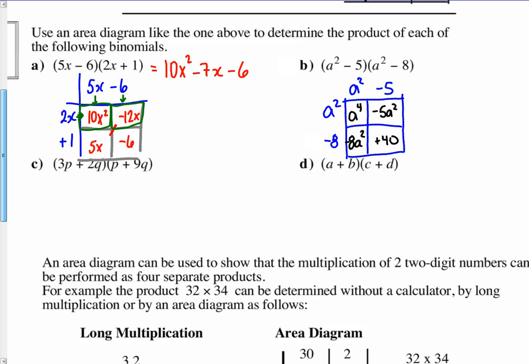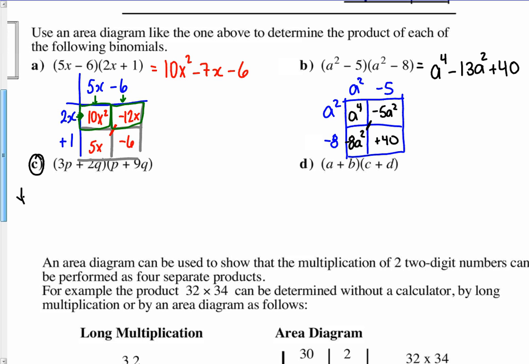Okay, so what's our final answer? A to the power 4. So we want to go highest degree to lowest degree. So the constant's next, or the a squared's next. Negative 13a squared, and then we put the constant last. That's 40. Yay! Do you want to try C on by yourself?